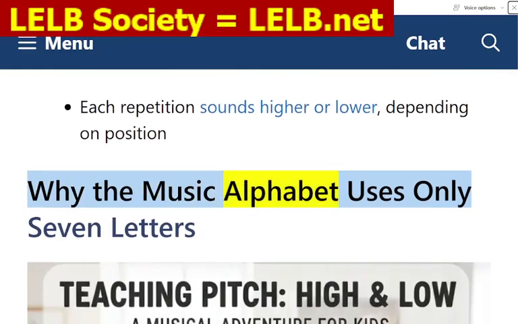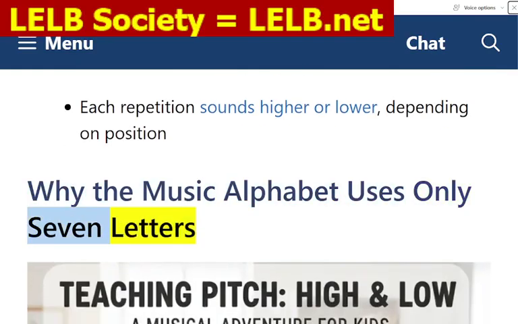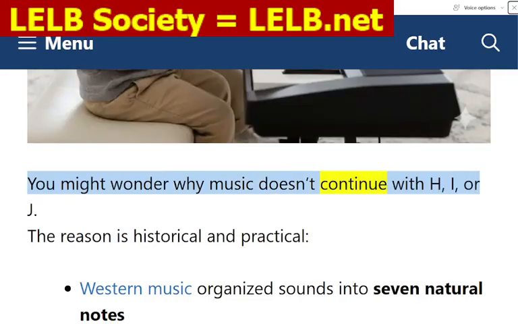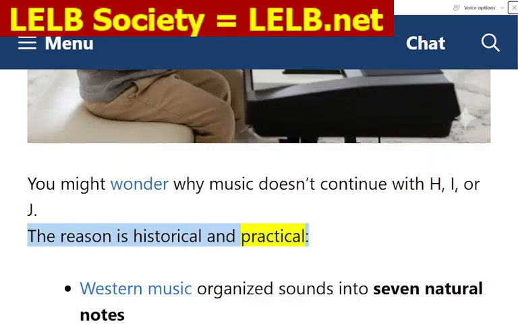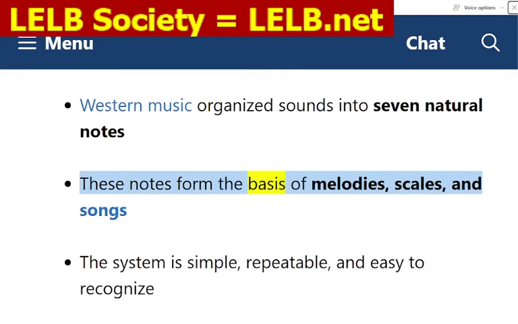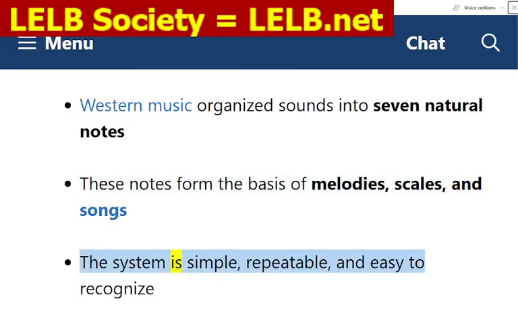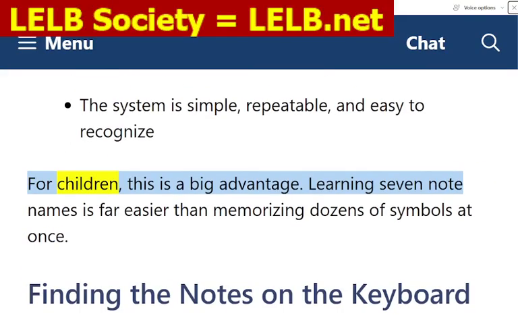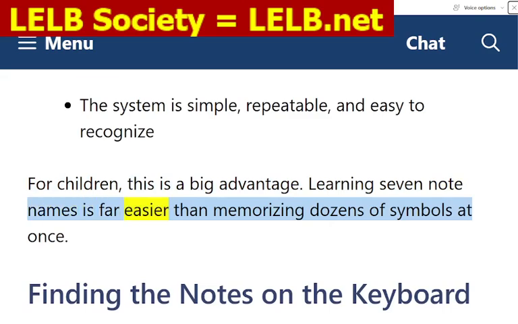Why does the music alphabet use only 7 letters? You might wonder why music doesn't continue with H, I, or J. The reason is historical and practical. Western music organized sounds into 7 natural notes. These notes form the basis of melodies, scales, and songs. The system is simple, repeatable, and easy to recognize. For children, this is a big advantage. Learning 7 note names is far easier than memorizing dozens of symbols at once.